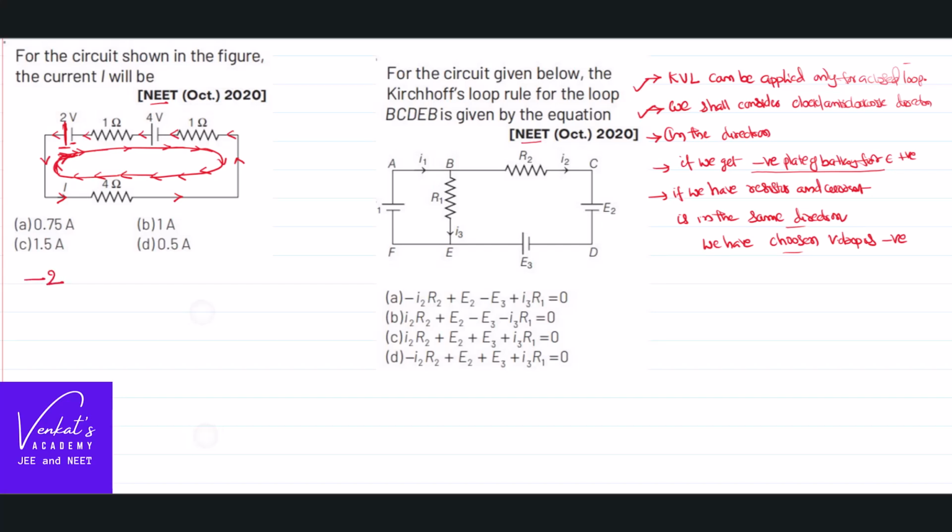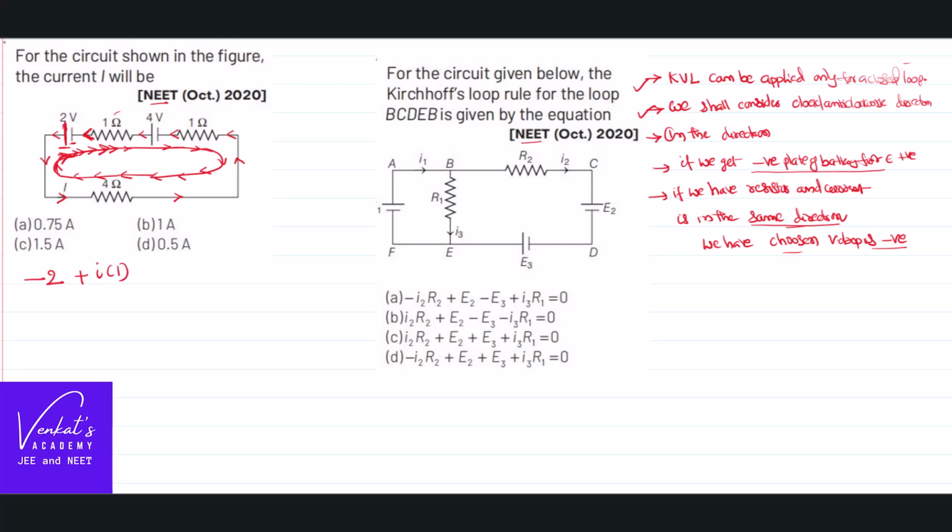And look at the direction of current. You are going in this direction, and in this element current is going in the opposite direction. If the current is going in the same direction, potential drop is negative. If it is opposite direction, potential drop is positive, that is IR. So, current is I, resistance is 1. So, it is positive because it is going against the direction that we have considered. So, plus IR, I into resistance, which is given as 1.